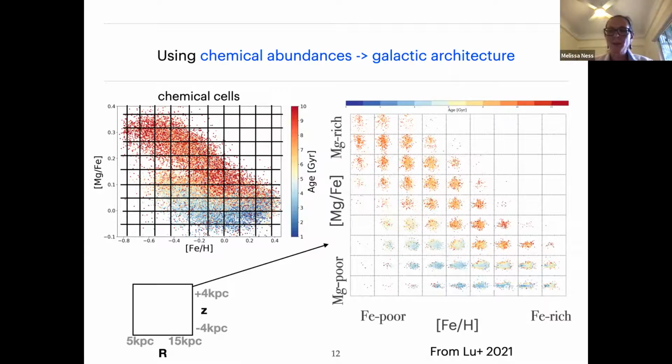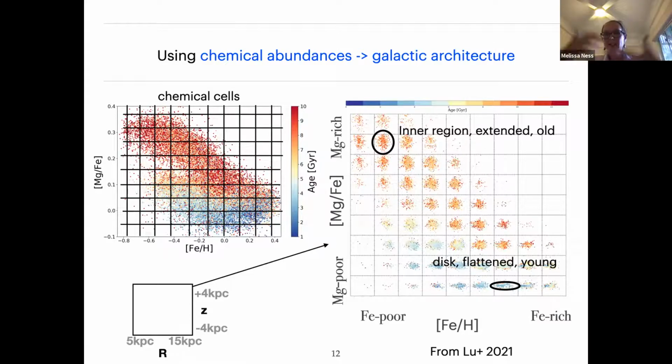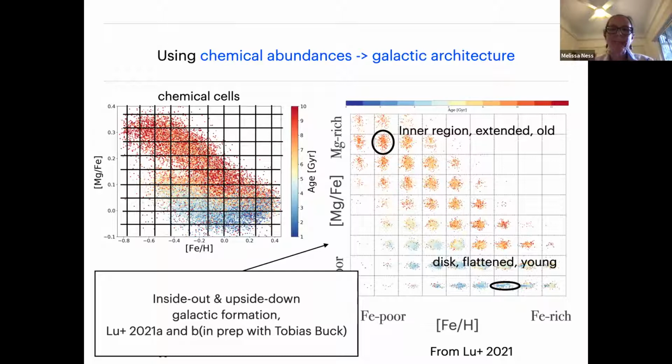So there's a lot of things we could talk about, but let me just summarize by saying the inner region is extended and old, and stars that are magnesium rich up the top, that represents the inner region of the galaxy. It's extended and old, and stars that are more metal rich and magnesium poor is tracing the disk, which is flattened and young. Okay, so this is a reprojection of things that we know, but now we're seeing this beautiful ensemble-like population. And we think what we're seeing and what we're able to tap into is inside out and upside down galactic formation across the Milky Way.